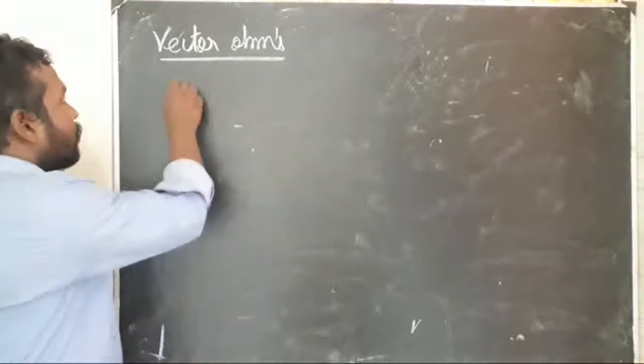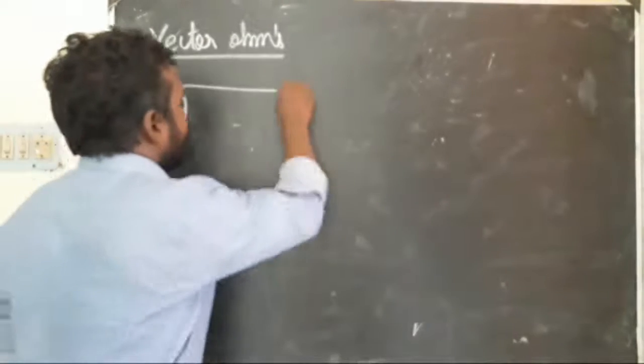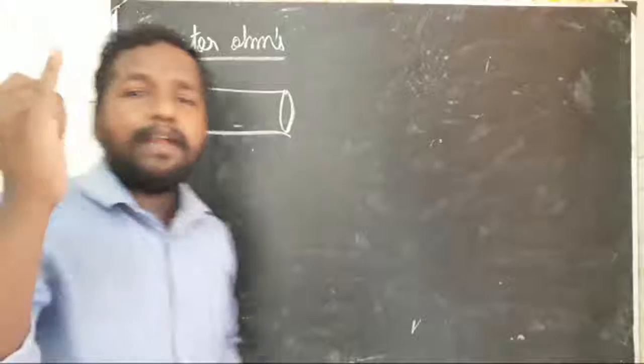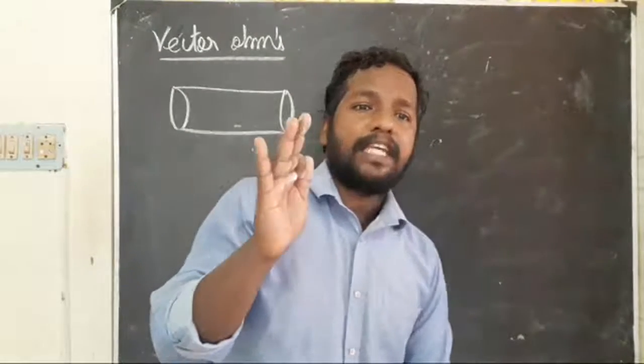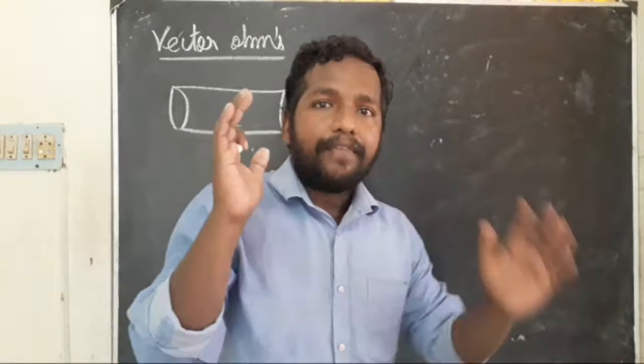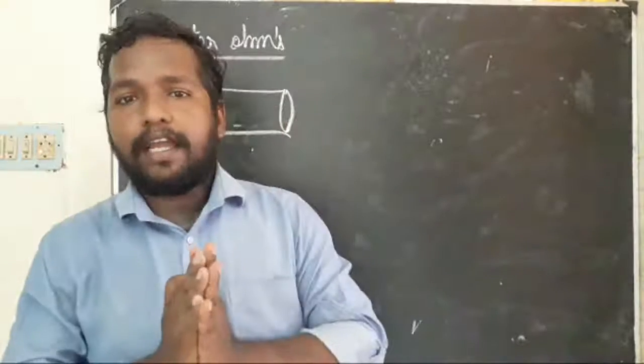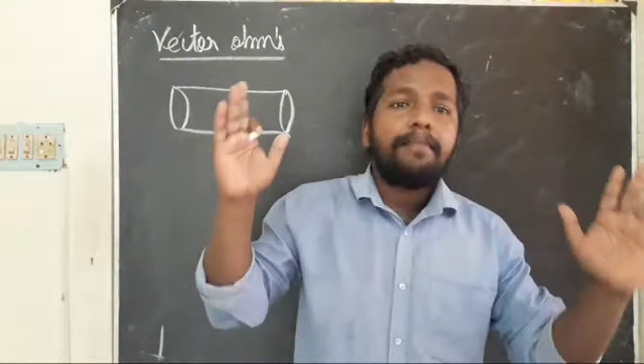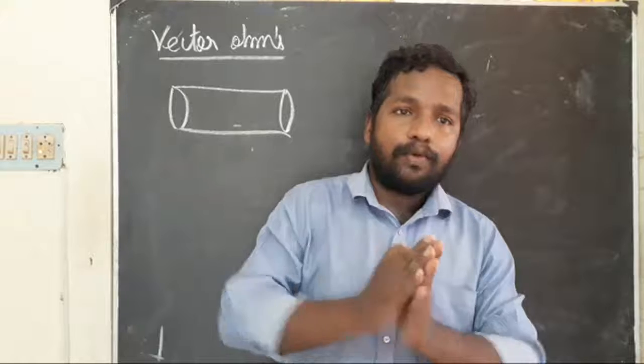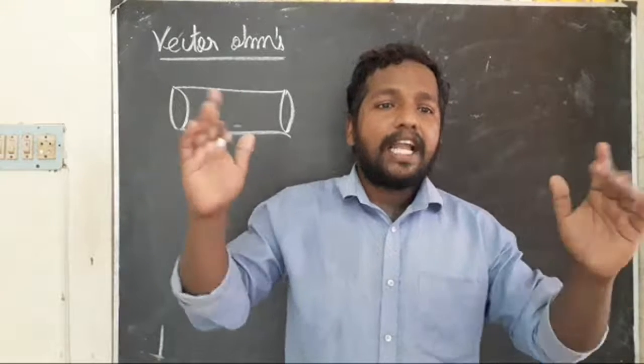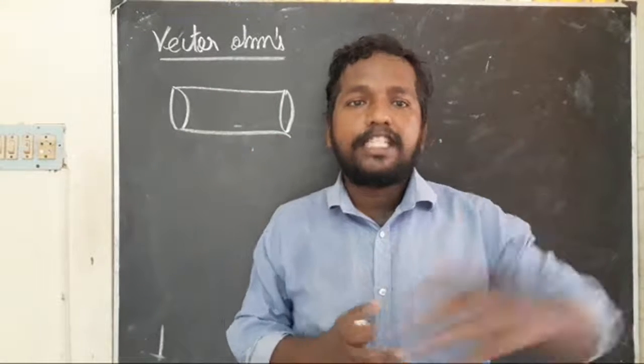So here we have the conductor. Already I told you about mean free path, relaxation time and drift velocity. What is mean free path? Average distance between two successive collisions. What is relaxation time? Average time gap between two successive collisions. What is drift velocity? Average velocity between two successive collisions. These three definitions we already know.